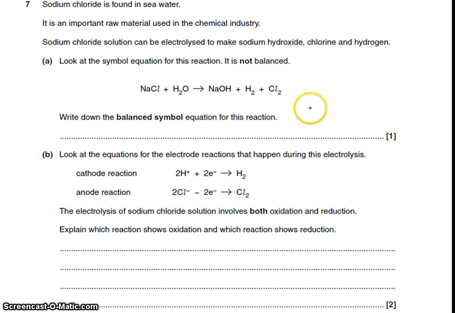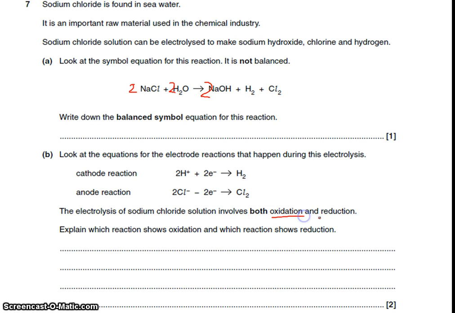Okay, this question is about electrolysis of brine. It's the final section. So we're looking for it to balance the symbol equation for this reaction, which you should have put a 2 in front of the sodium chloride, a 2 in front of the water, and a 2 in front of the sodium hydroxide. 1 mark.